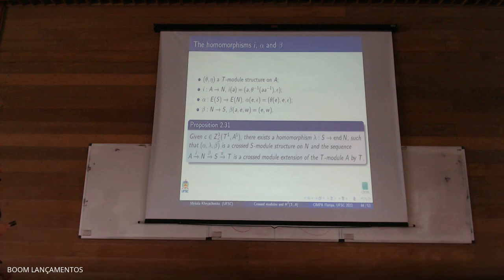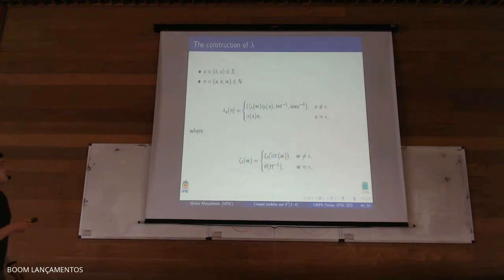Now, the proposition says that there exists a homomorphism which defines a crossed module structure on N. I can just show you some formulas, maybe, of how to construct it. So you have this pair S, you have this triple. How does this pair act on a triple? On the second component, it acts by conjugation. On the third component, it acts by conjugation in the free semigroup.